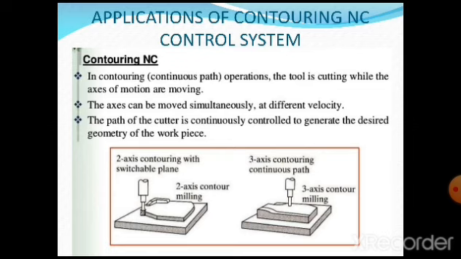In contouring or continuous path operations, the tool is cutting while the axes of motion are moving. The tool actually cuts the material in the required path only. At the same time, the work table is made to move. The axes can be moved simultaneously at different velocities, as per the programming instructions only. The path of the cutter is continuously controlled to generate the desired geometry of the workpiece. This is very, very important.